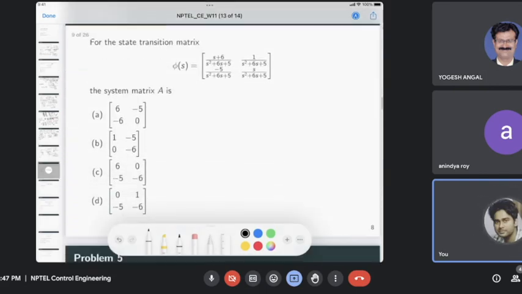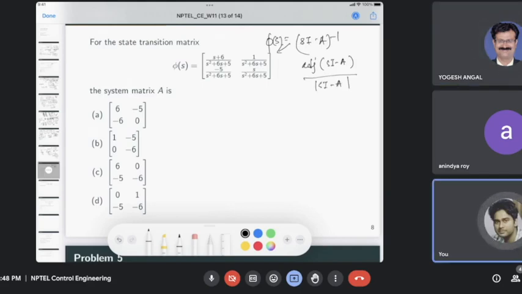Then, okay, we have the given state transition matrix. So what will the system matrix of this be? We know the state transition matrix is (sI minus A) inverse. This is the same thing. So we have the adjoint of (sI minus A), so this is the state transition matrix Φ, divided by the determinant of (sI minus A).